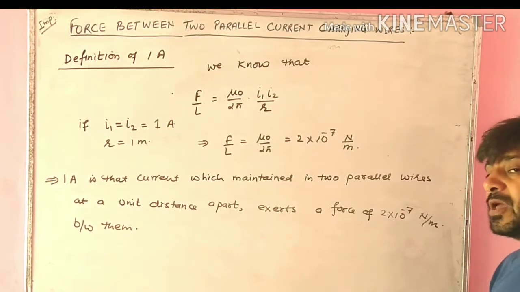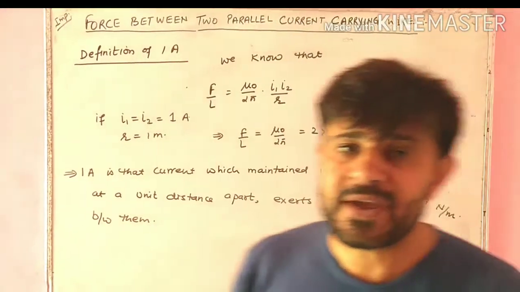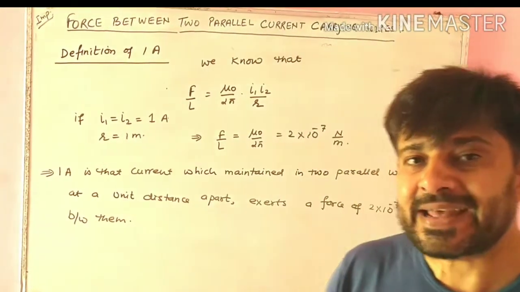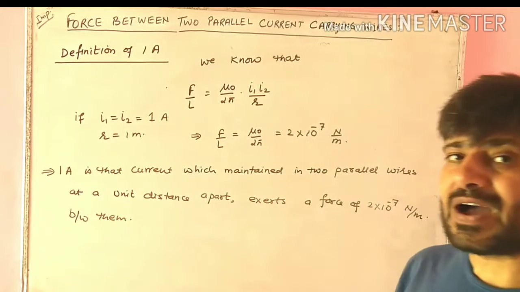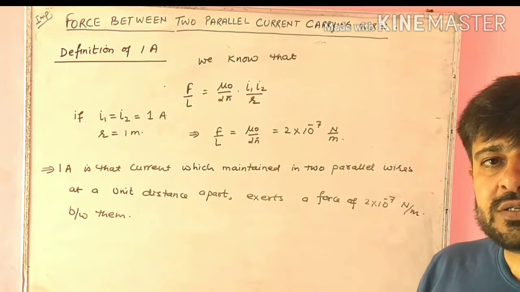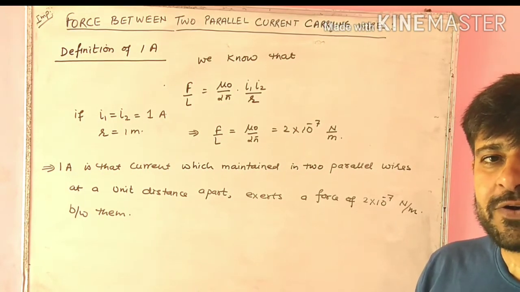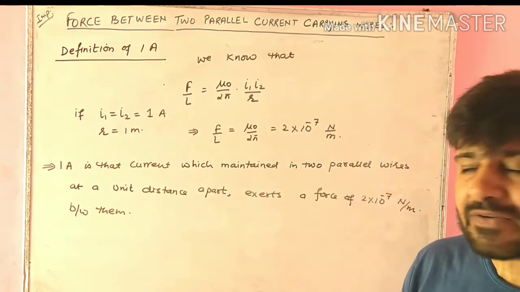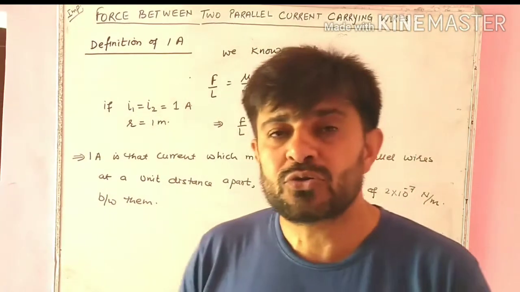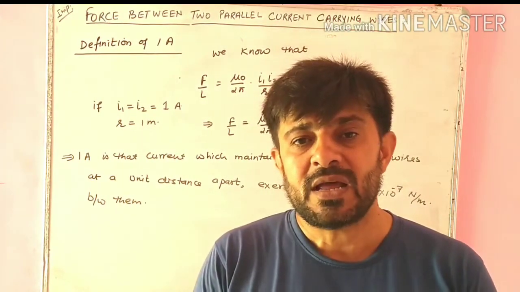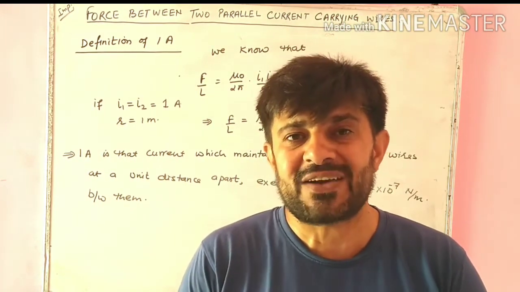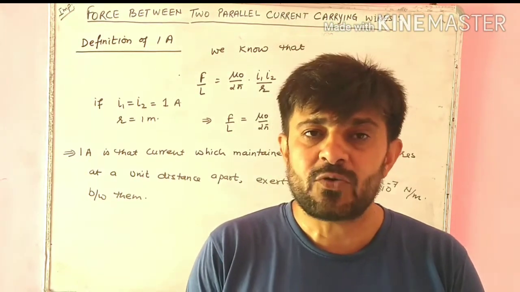So how can we define 1 ampere? 1 ampere is that current which, when maintained between two parallel wires at a unit distance apart, exerts a force of 2 into 10 raised to the power minus 7 Newton per meter between them. So this is the definition of ampere. This question comes in 3 marks, 2 marks for the derivation and 1 mark for the definition of ampere.